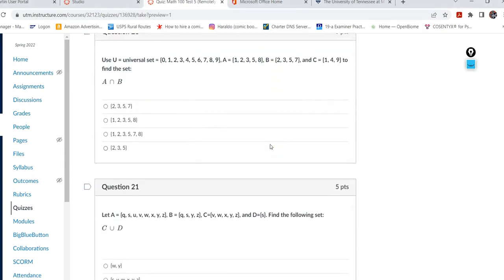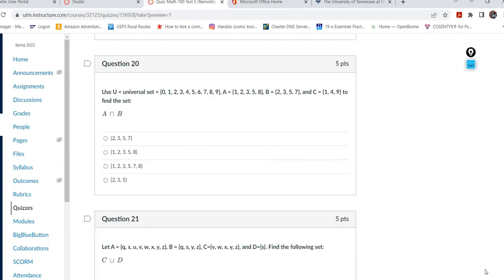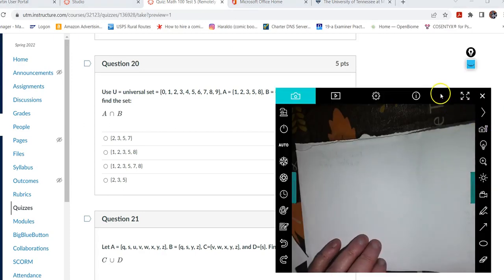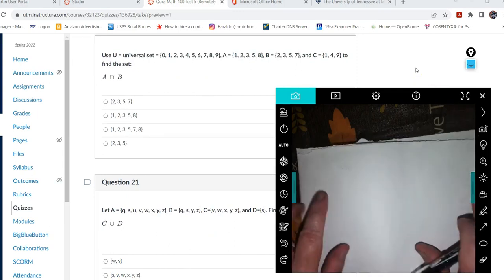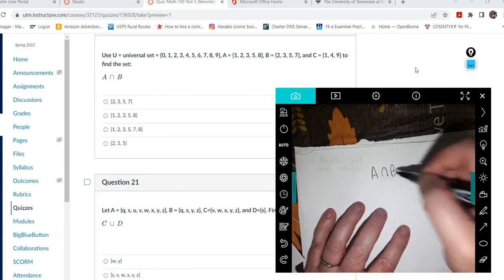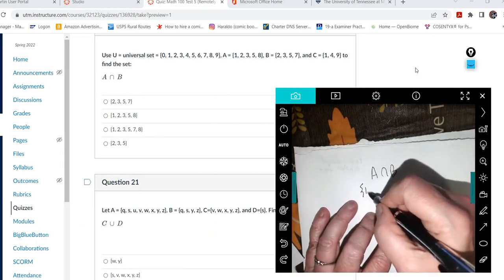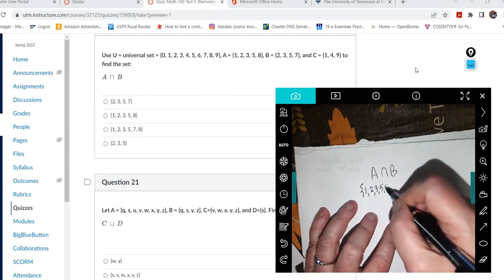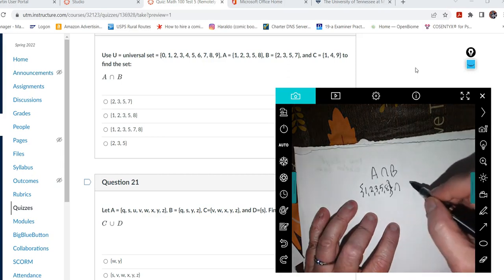All right. Okay, now we have set theory. Okay. So we have a universal set, and they just want to know what's the intersection with A and B. Okay, A intersects B. Okay. All right, so here's what we're going to do. Okay, so I want A intersect B. So I'm going to write A intersected with B.